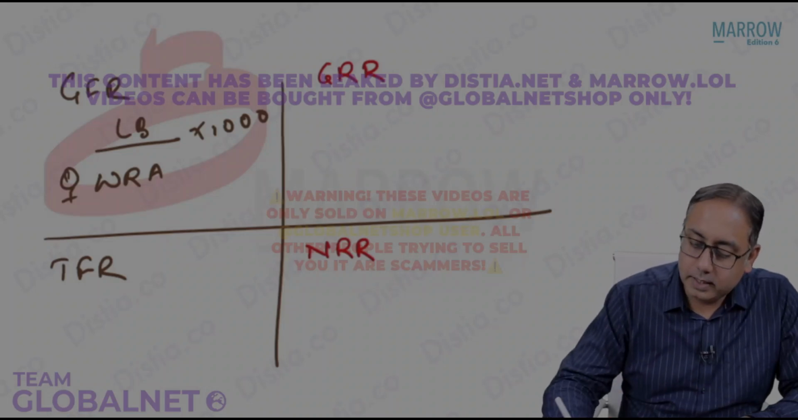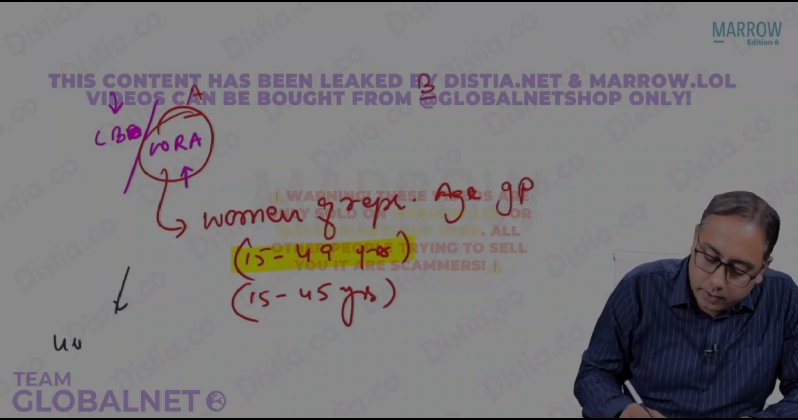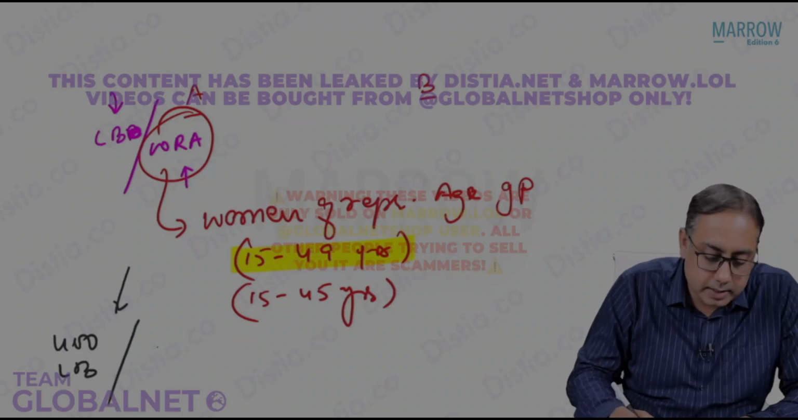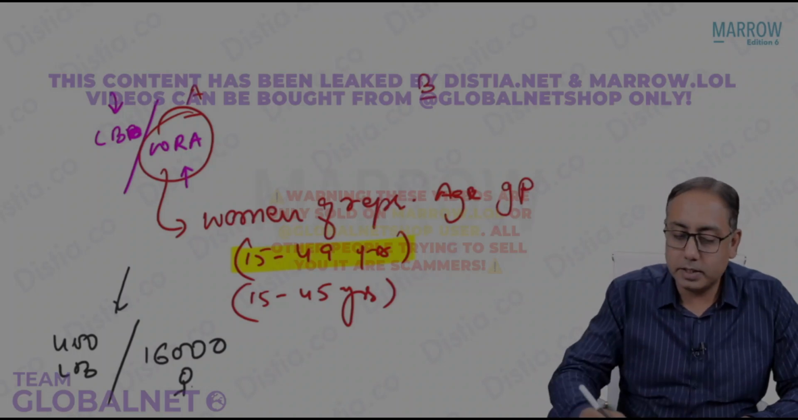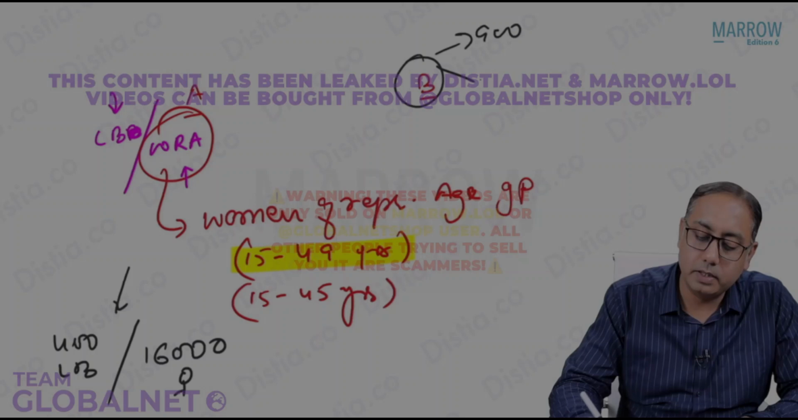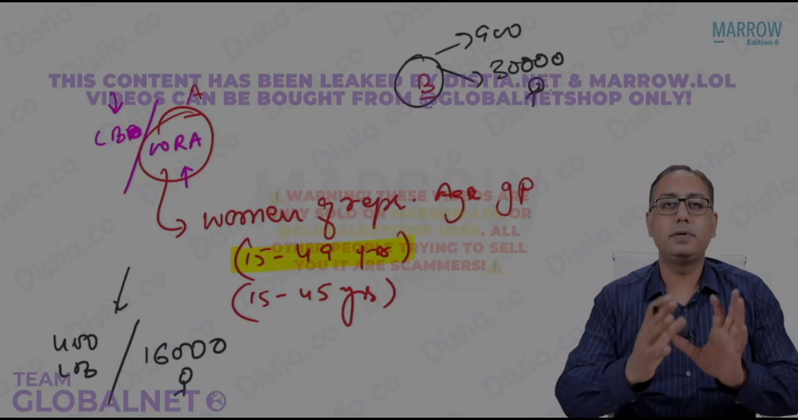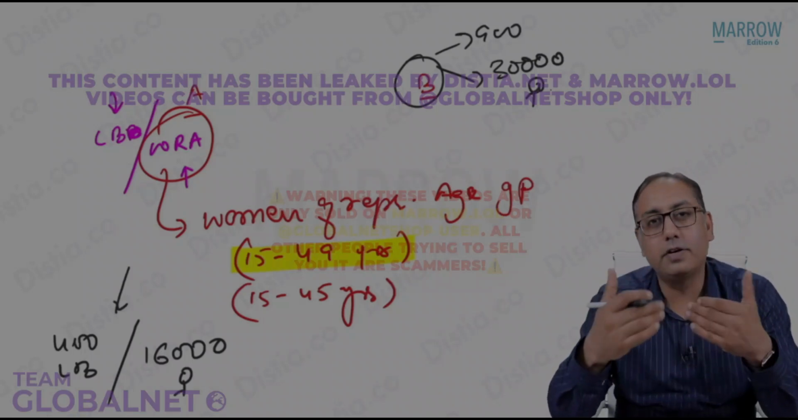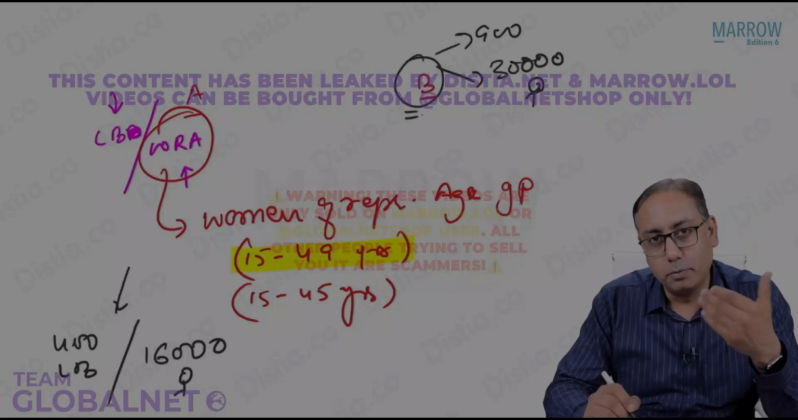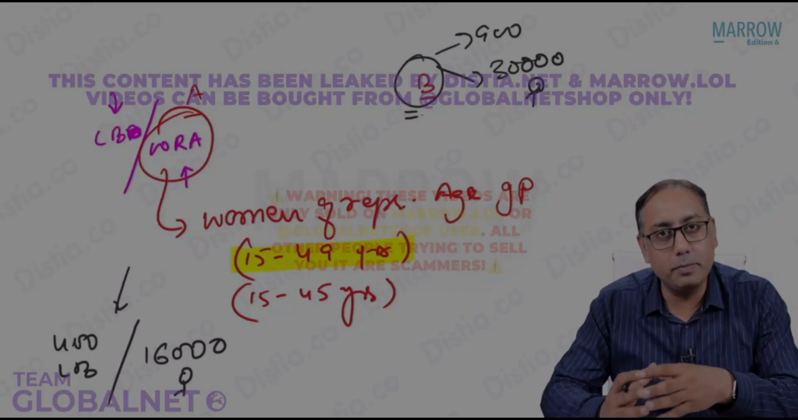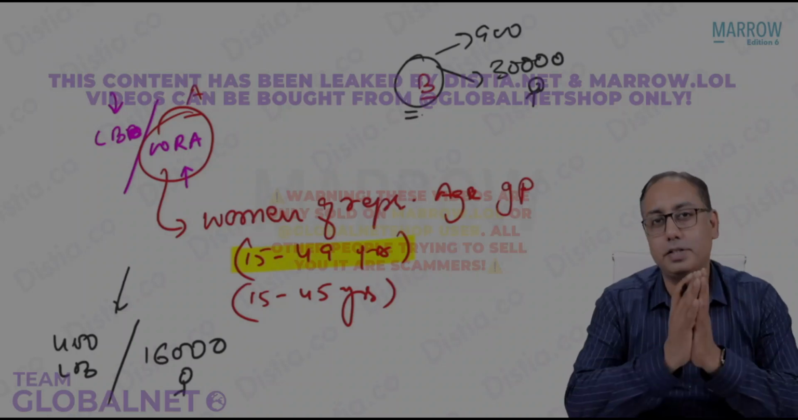Now let us say that in district A there were, for example, 400 live births, and take an example that 16,000 WRA females were there. In district B, let us say there were 900 live births with a much higher number, maybe 30,000 females. Generally speaking, which area is going to have a high general fertility rate? Common sense: the area which has more live births and more WRA females is going to take the center stage and have the higher general fertility rate.